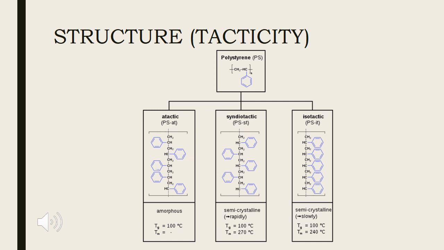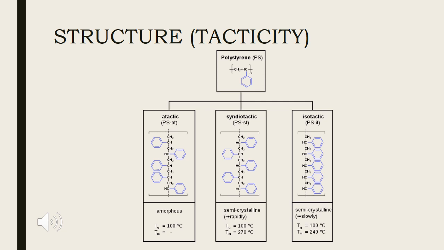Atactic polystyrene, the only commercially important form of polystyrene, has phenyl groups randomly distributed on both sides of the polymer chain. This random positioning prevents the chain from aligning with sufficient regularity to achieve any crystallinity. The plastic has a glass transition temperature of 90 degrees centigrade, and polymerization is initiated with free radicals.